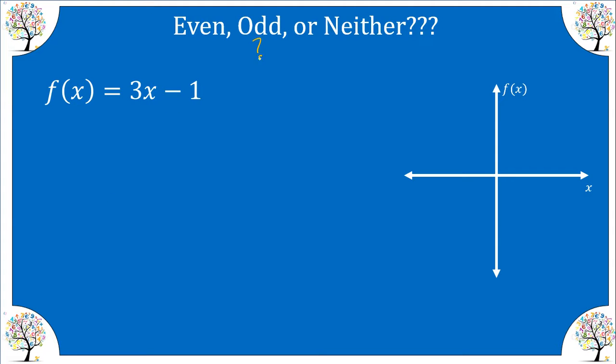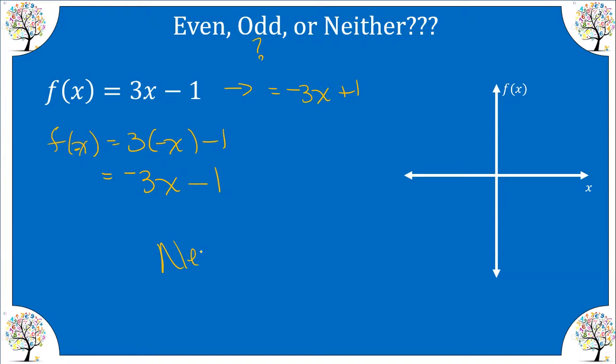Here, let's see if this is odd. So the negation would be negative 3x plus 1. That's what we're looking for. We're going to plug in negative x. Positive times negative is negative. So we do not have the total negation. We have the negative 3x, but this needed to be plus 1. So this is neither.